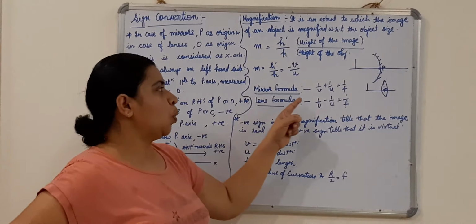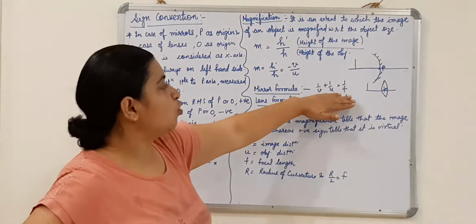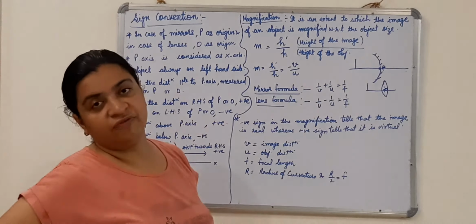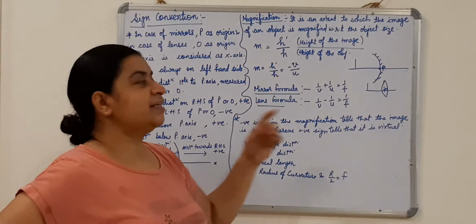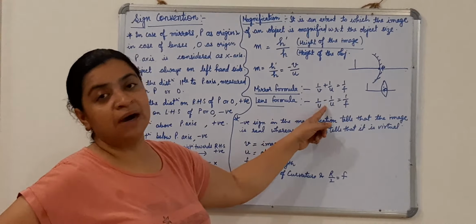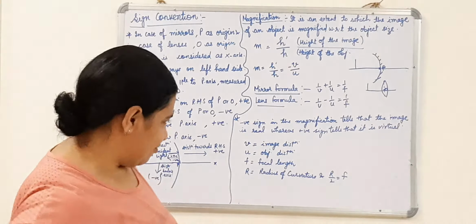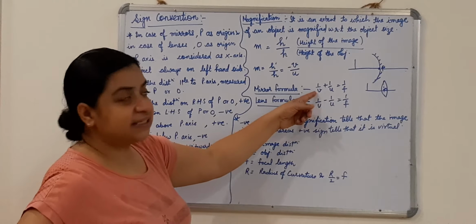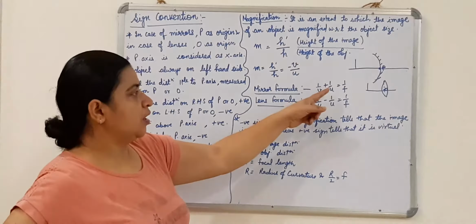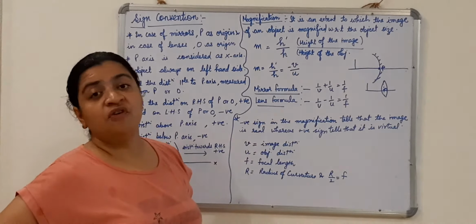Let's first see what we use when we solve the numericals related to mirrors. We are going to use this formula: 1 upon v plus 1 upon u is equal to 1 upon f. And for a lens, the only difference is there will be a minus sign: 1 upon v minus 1 upon u is equal to 1 upon f. Now, what is v? v is the image distance. u is the object distance. f is the focal length.